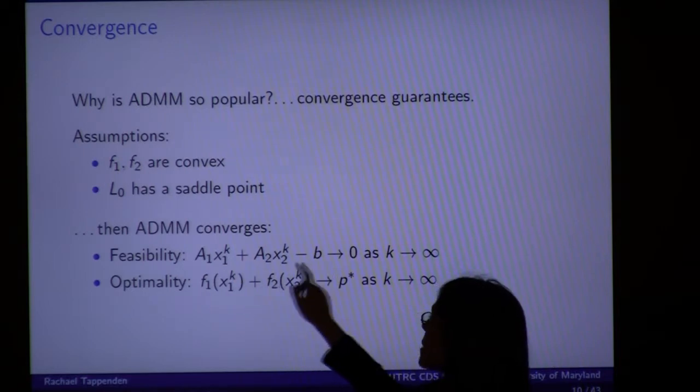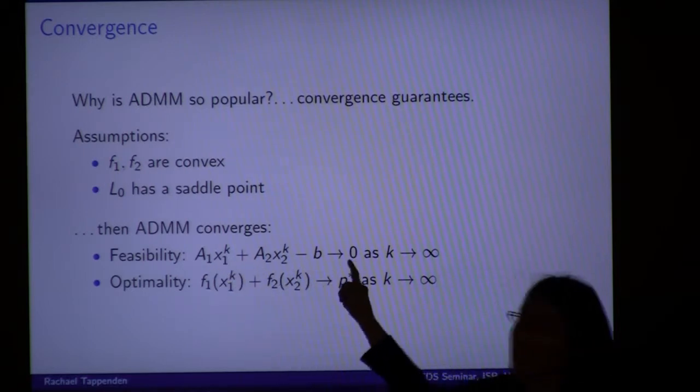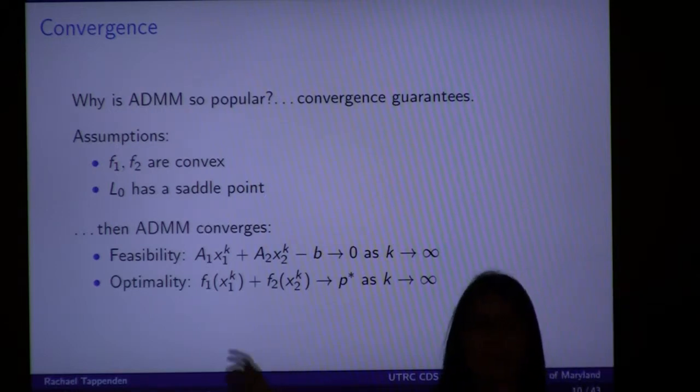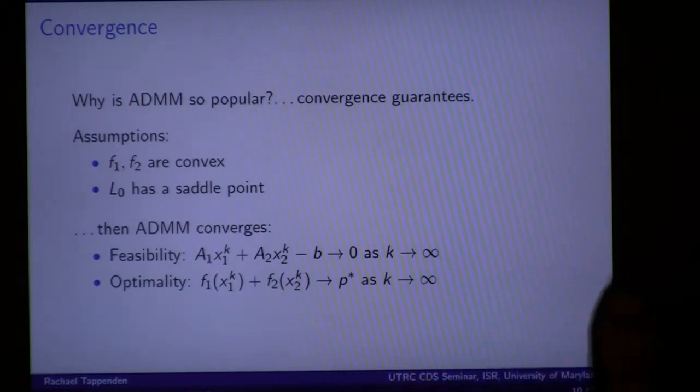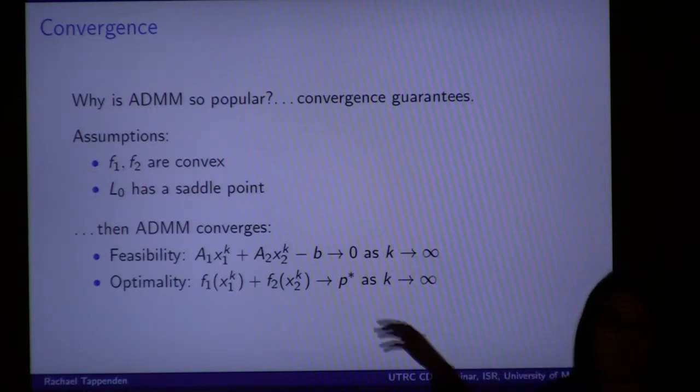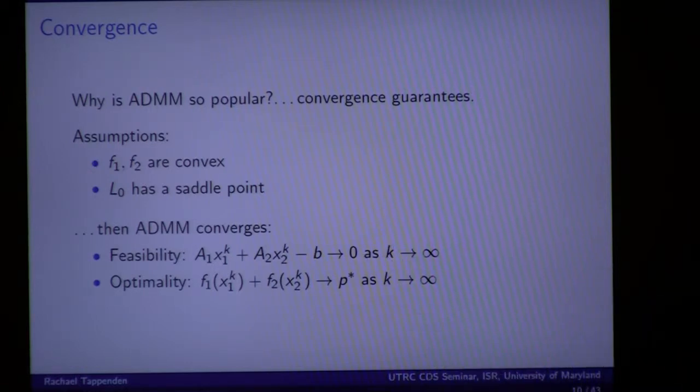What happens is I get feasibility. This feasibility tends to 0 as I run my algorithm, and I also get optimality. So my objective function goes towards the optimal value p star as I run my algorithm. There's some condition on rho for that. Yes, there are conditions on rho. Rho has to be positive, and large enough. This is a simplified version, but yes, there are some conditions on rho.